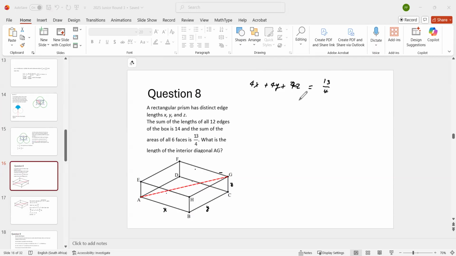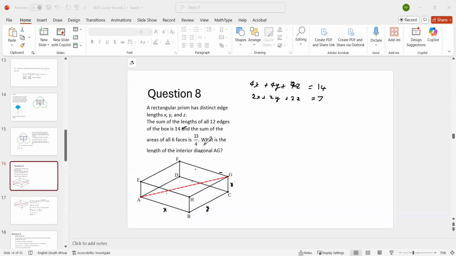No, it's 14. Sorry, I got the wrong one. This should be 14. Okay, we can say divide by 2, you get 2x plus 2y plus 2z is 7 then. I don't want to bring in the fractions, just leave it like that. Now what else? We've used this fact here.